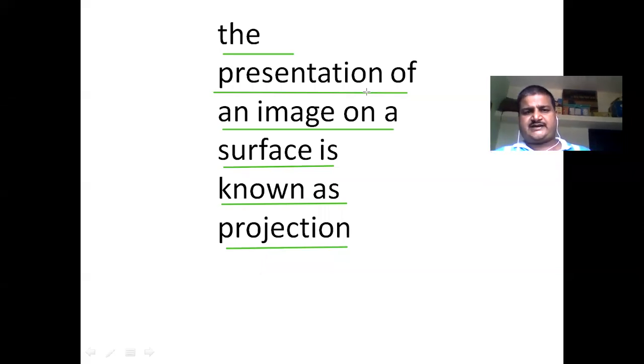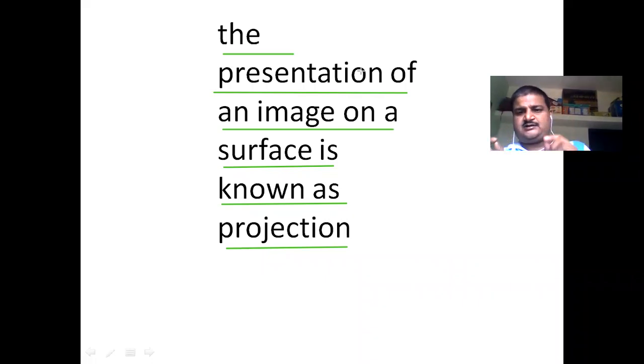And what are you going to present on your page? You are going to present the lines, planes, and the solids. When you present the line, it will be known as the projection of line. When you are going to present the planes, it will be considered a projection of the planes. And when you are going to draw solids, you are going to represent solids on your page, it will be considered projection of the solid.